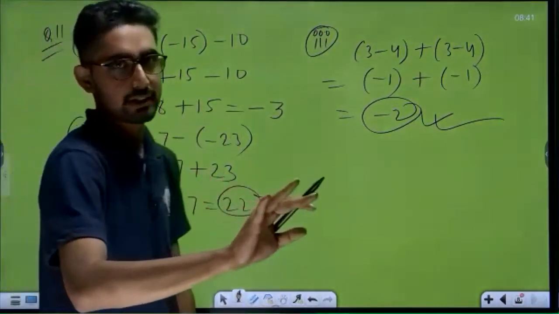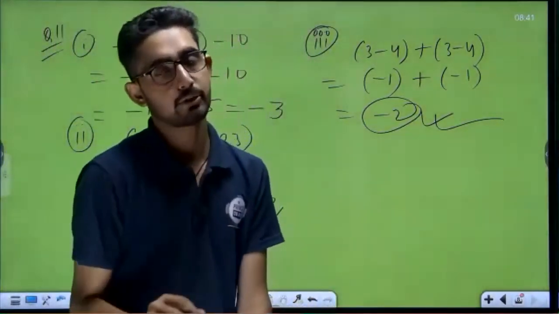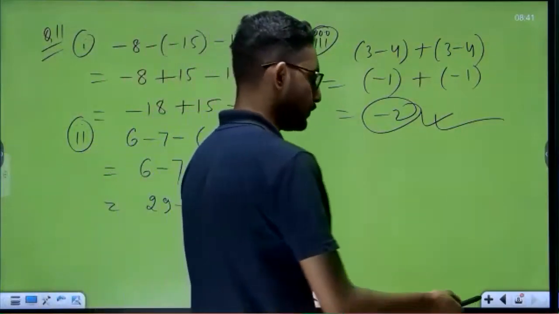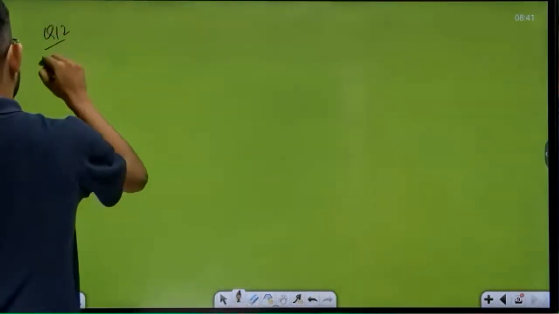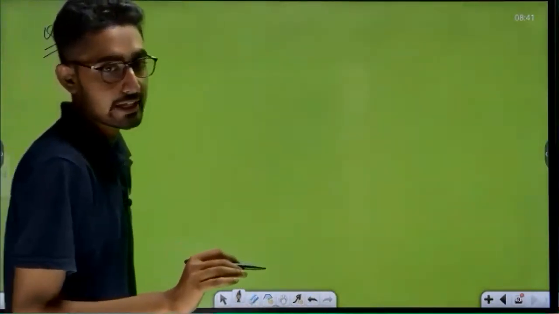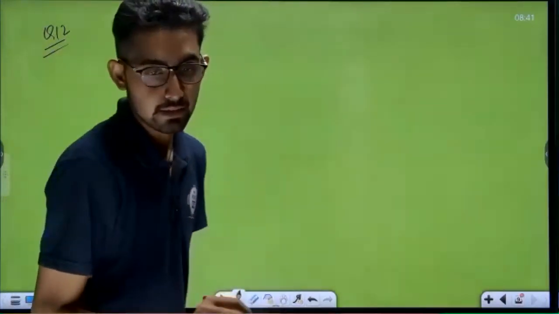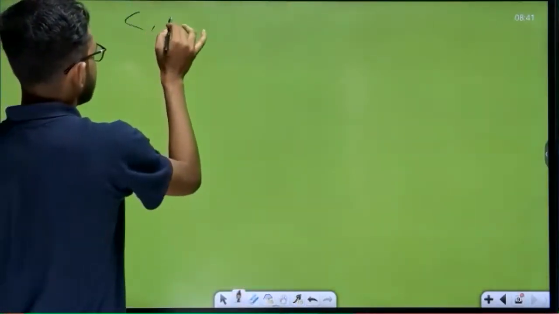This is the last question, question number 12. We will discuss this, after that we'll move to our next class. In our next class, whatever questions remain, we will discuss them. Question number 12, fill in the blanks. Actually, in this question we have to fill in the blanks with the help of less than, equal to or greater than sign.